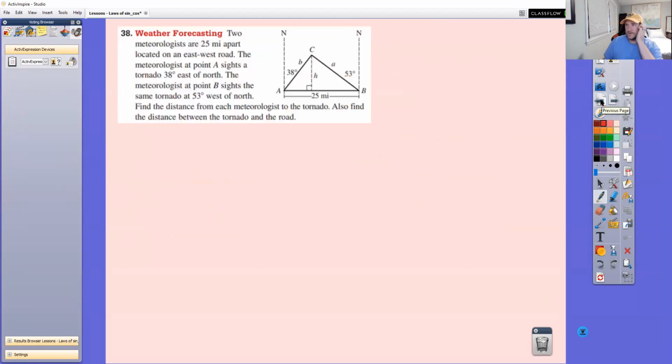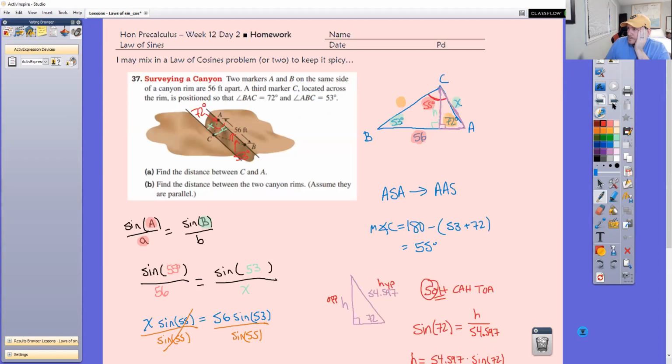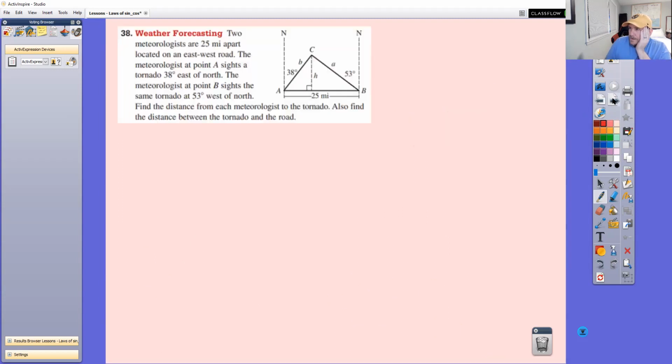All right, so this one is about weather forecasting. Almost literally the exact same. If you look at the previous problem, what did we have? We had an angle, a side, and an angle. This is the same. The only problem is the angles we have are sort of on the outside of our triangle, because if you read the question, it says the meteorologist at point A cites a tornado that's 38 degrees east of north. So they're giving us this angle, which lives outside of our triangle, which is fine.